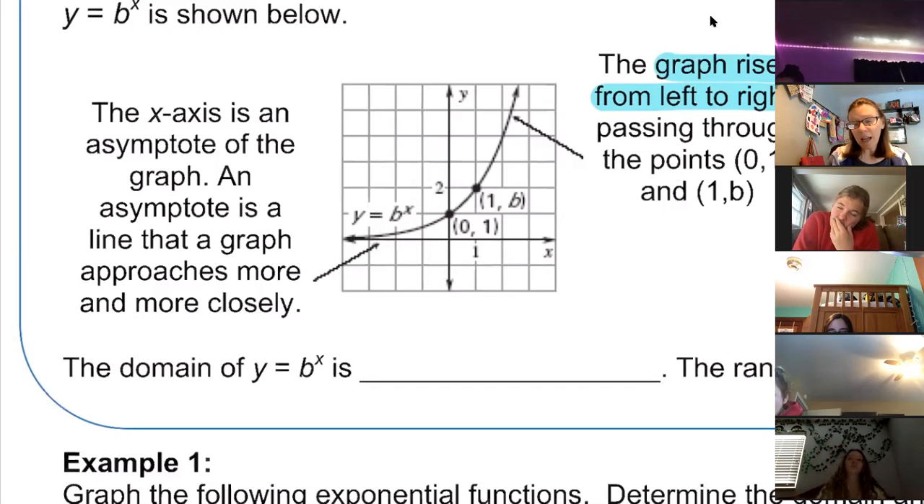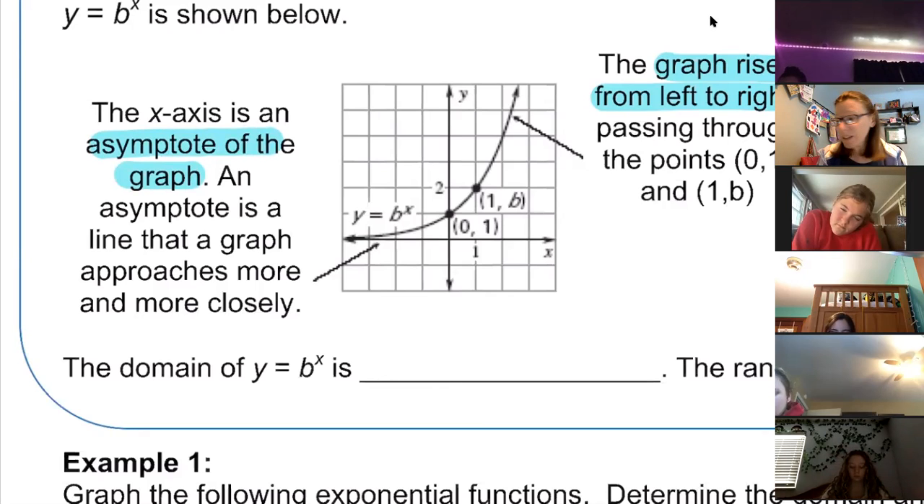On the other side, there's a new term that we're going to talk about. It says the x-axis is an asymptote of the graph. An asymptote is a line that the graph approaches more and more closely. So an asymptote is kind of like an imaginary line or an invisible barrier. The graph will never cross this barrier, but it gets really close to this barrier.